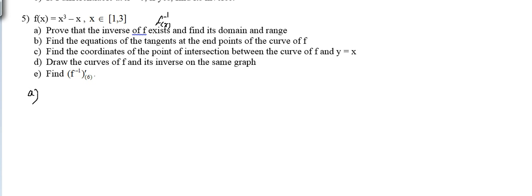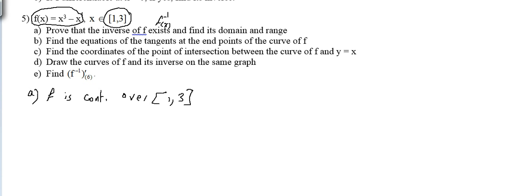Part A. First, what is the domain of definition of this function, f of x? The domain of definition is all of R, from minus infinity to plus infinity, since it is a polynomial function, so it is defined and continuous over all R. This means it's defined and continuous over [1, 3]. So continuity is all right. f is defined and continuous over [1, 3].